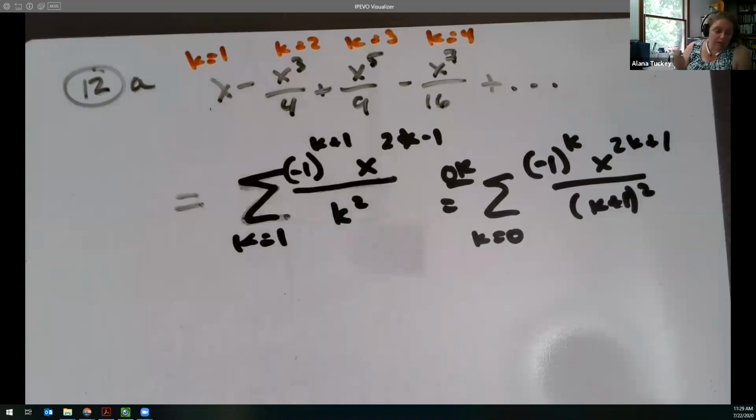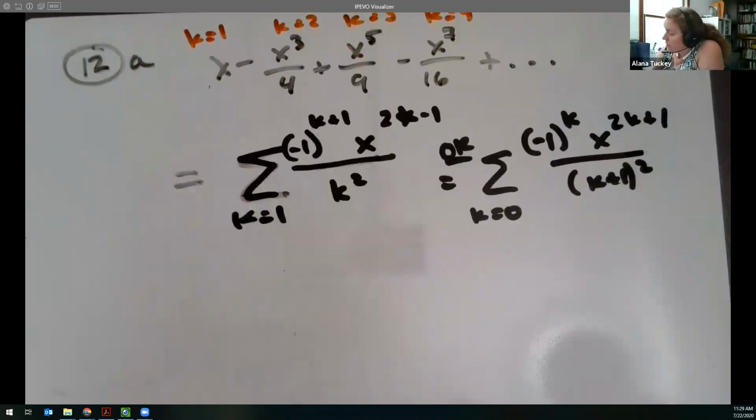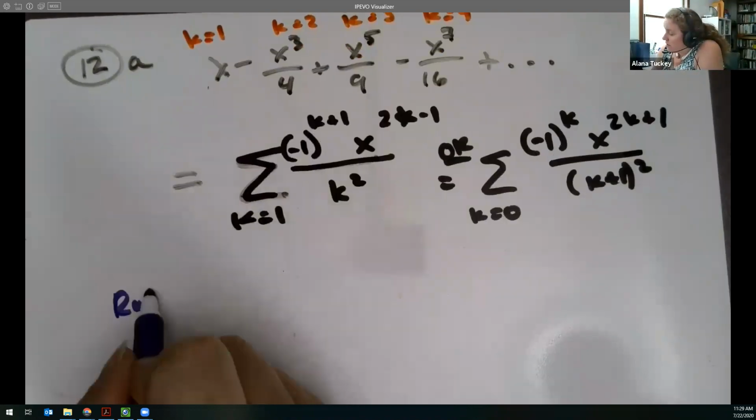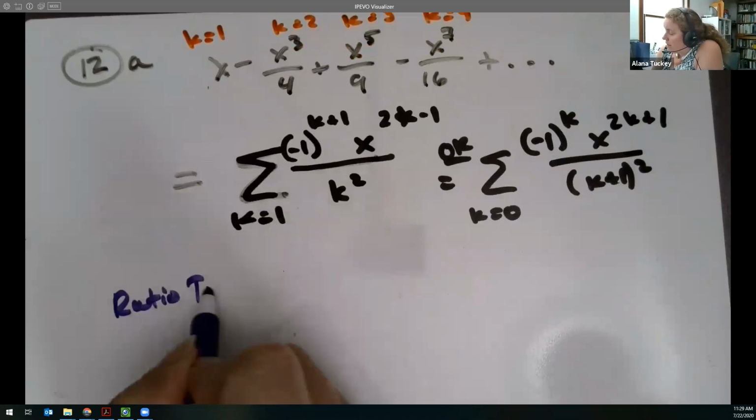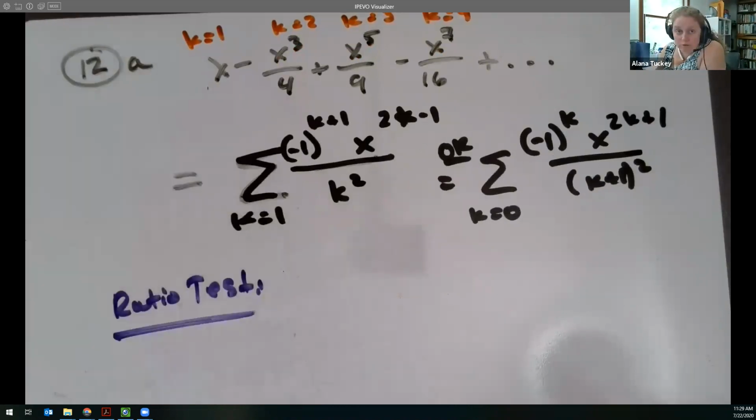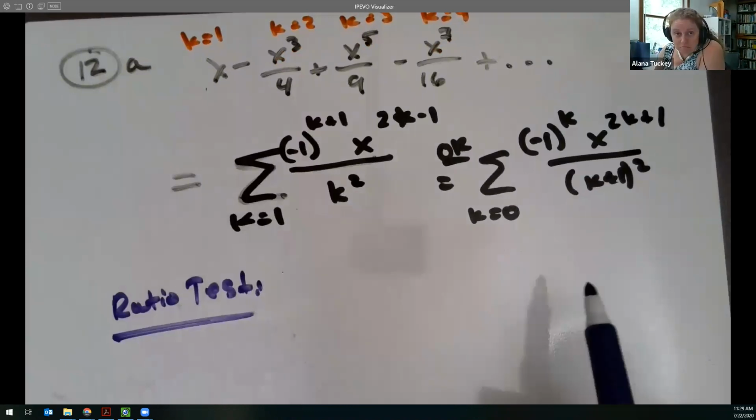So then what they're asking about is the radius and interval of convergence, which means you have to do the ratio test. So to find the interval and radius of convergence, we need to do the ratio test. It literally makes no difference which one we do. It'll work out the same, either mine or his.